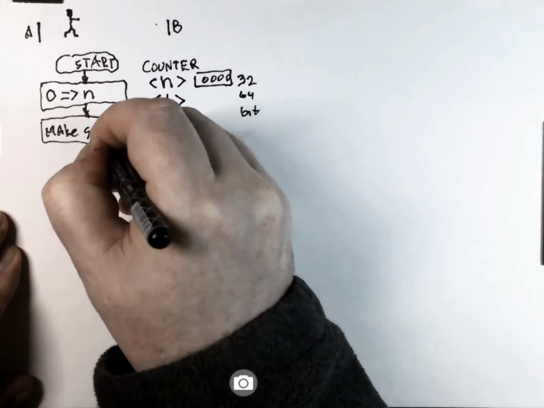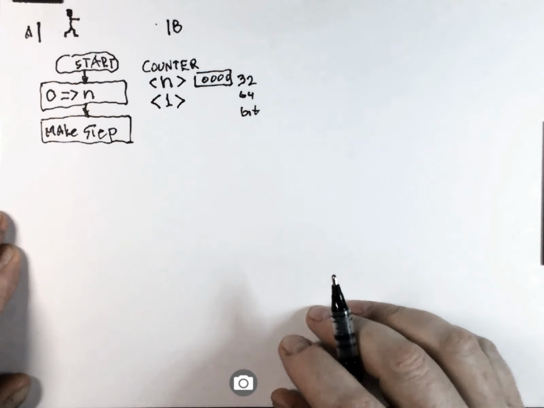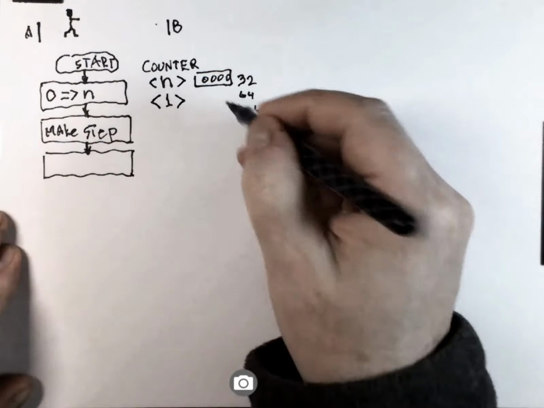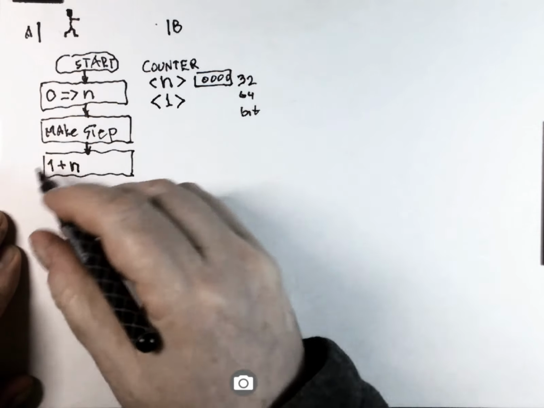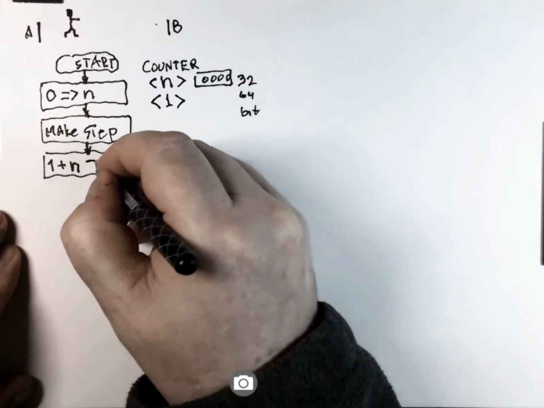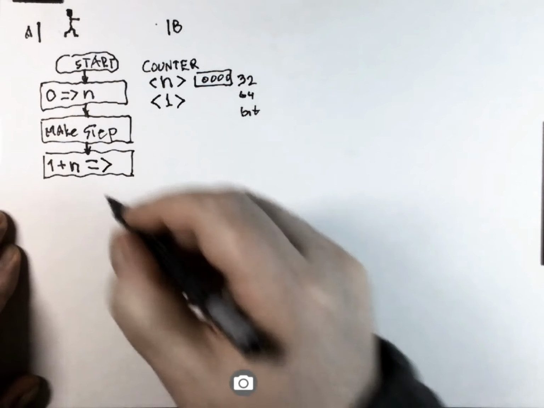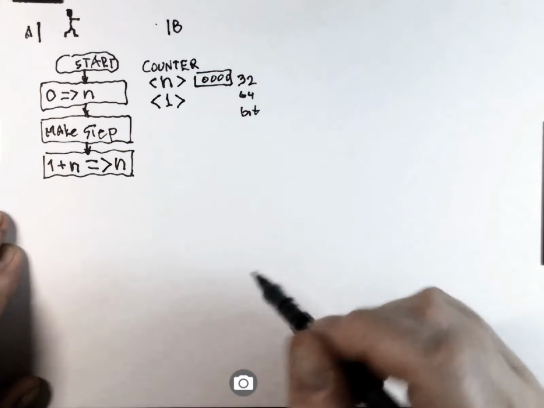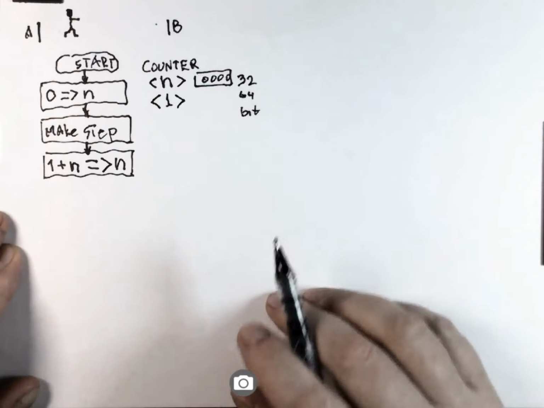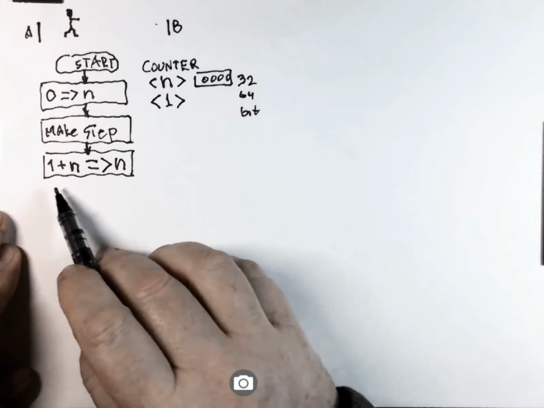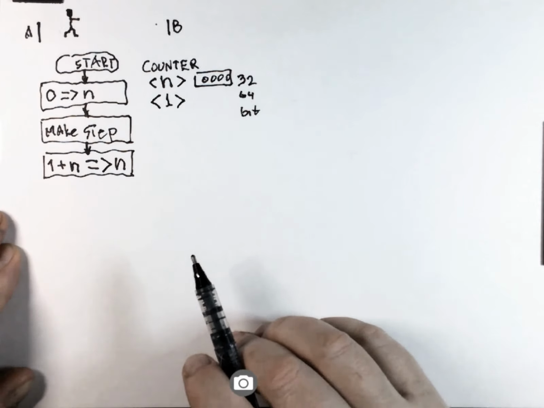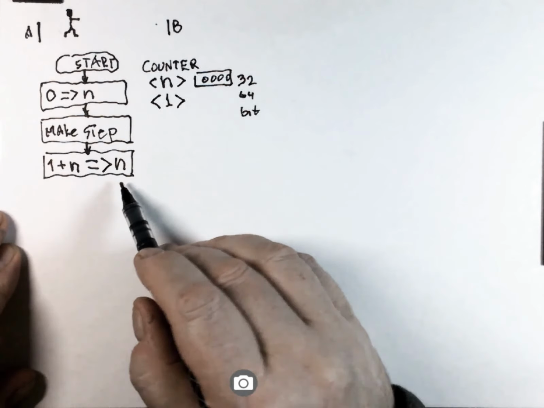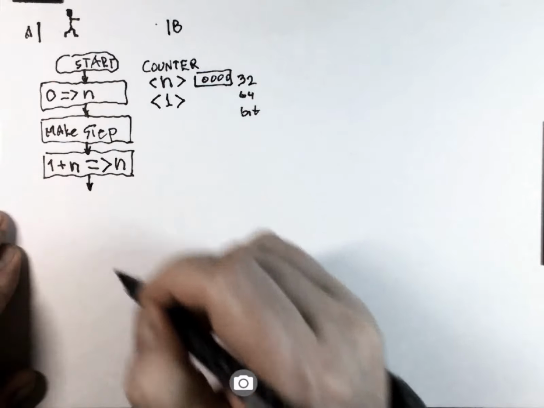Make step. So the robot made a step, and then the next command will be to increase the counter: 1 plus n is calculated, and then I will send it back to n, which means we substitute all zeros with the result of this sum. I don't know which value will substitute the value of n, but in the first run of this algorithm, n will equal 1.